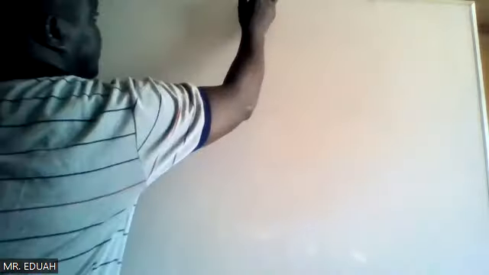Okay, so I want one of you to help me. What is the first equation of motion? Leonard, go ahead. What's the first equation? V is equal to U plus AT. So the first equation is V is equal to U plus AT.